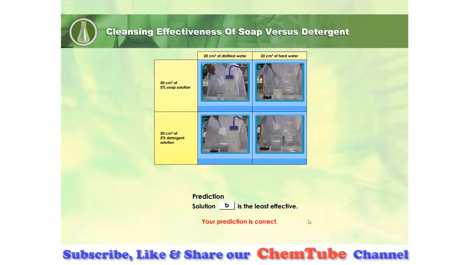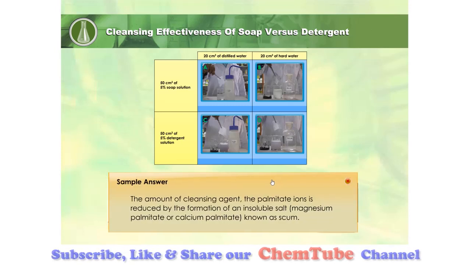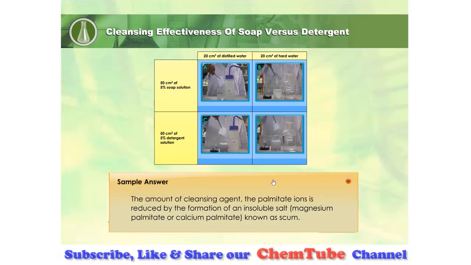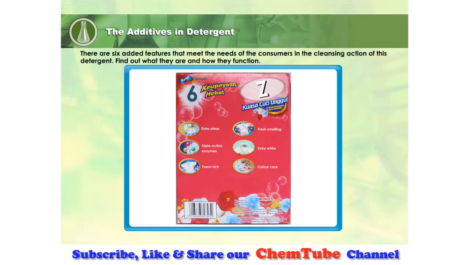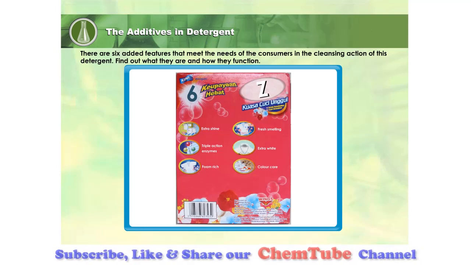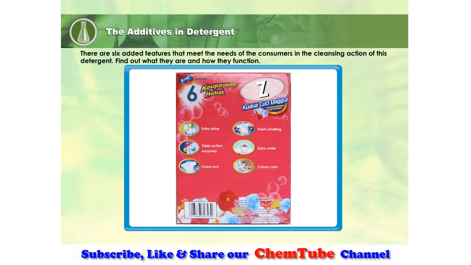Your prediction is correct. Study the box of brand Z detergent. There are 6 added features that meet the needs of the consumers in the cleansing action of this detergent. Find out what they are and how they function.